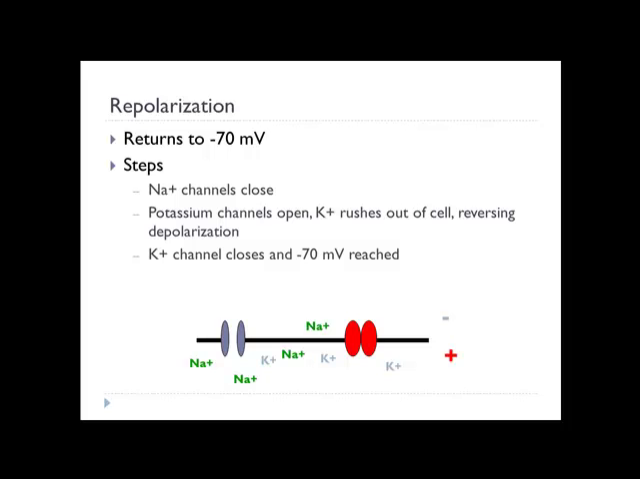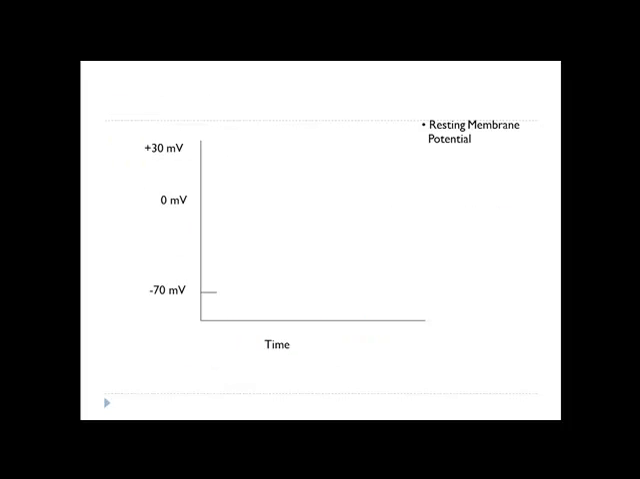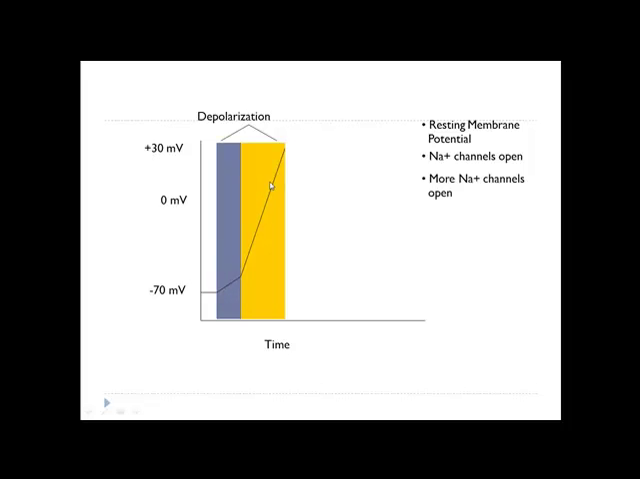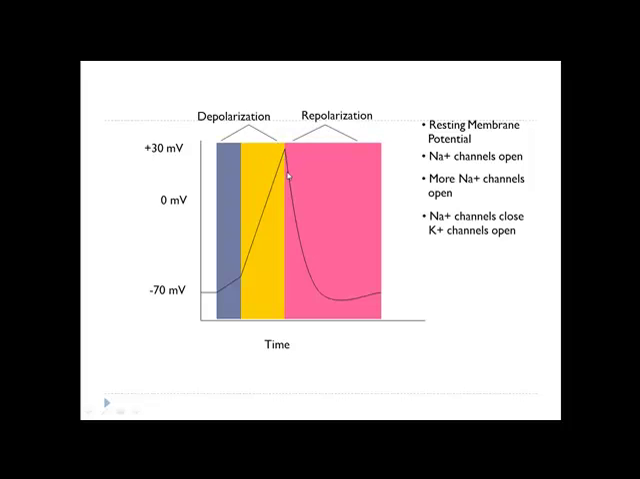Finally, we're going to get repolarization. With repolarization, sodium channels close and potassium rushes out of the cell. So we get a resting membrane potential, which is negative 70. We get our depolarization. When some sodium channels open, then boom, all the sodium channels open. That means that we hit threshold. And then we get our repolarization. Sodium channels close, potassium rushes out of the cell, and we go into our state of hyperpolarization right here.